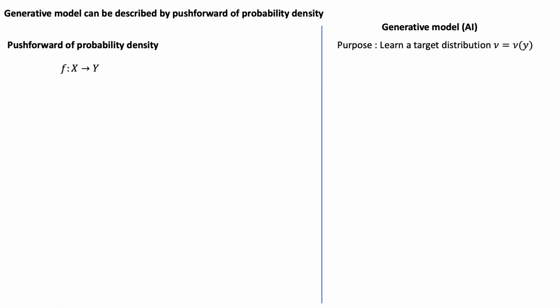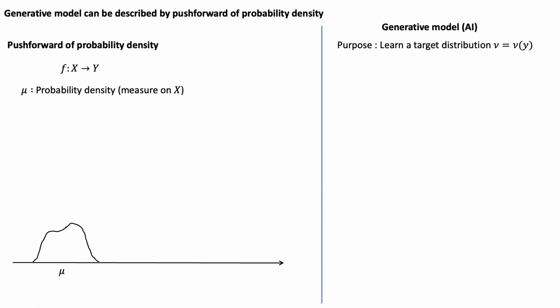But you can formulate generative AI in mathematical language. Again, the purpose of generative AI is to learn a target distribution. In order to understand it, we have to know the notion of push forward of a density. Assume that you have a map f from X to Y. This will be our neural network. And mu is a probability density on the domain X, or a probability measure. So if you draw the picture, we have it like this.